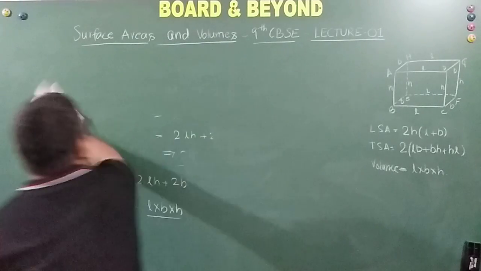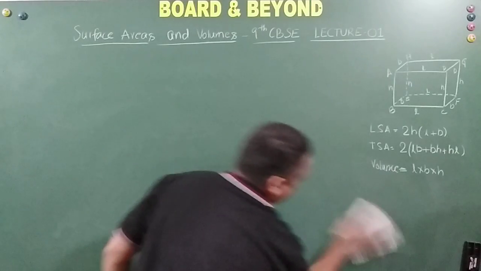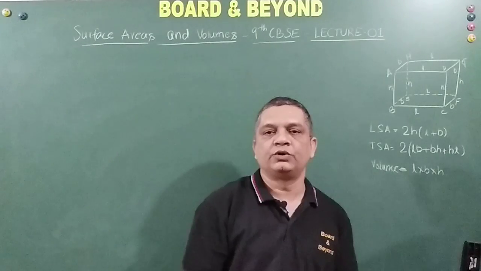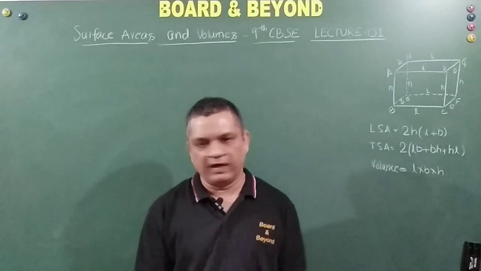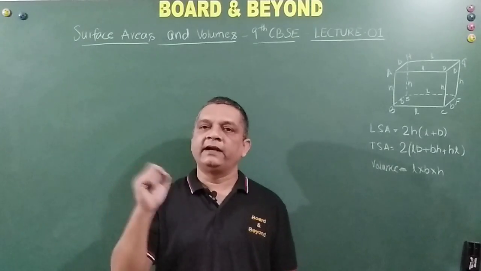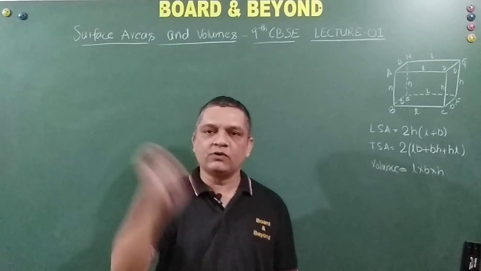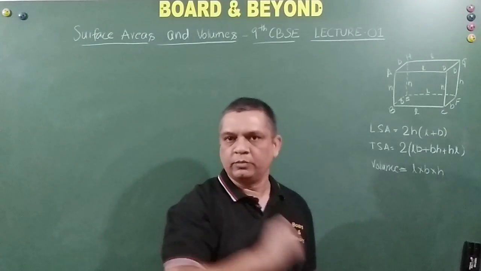Now let us try to understand cube. Before we go to cube, let us first understand what we mean by a cube, right, friends? So a cube is a solid, and it is a special type of cuboid in which length is equal to breadth is equal to height, right? So that is a cube.